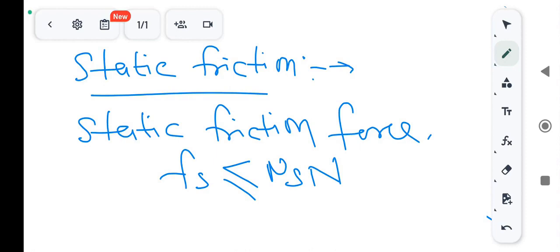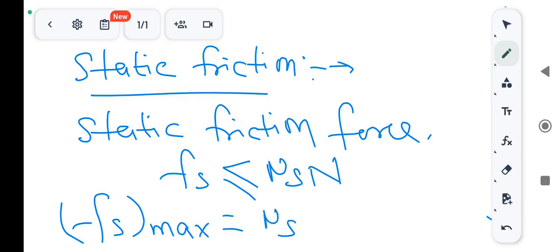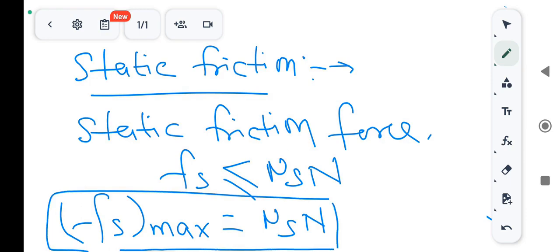And the maximum value of fs is what? The maximum value of fs is equal to mu s multiplied by N. This is the maximum value of static friction force, also called the limiting value of static friction. Okay, note down this point.